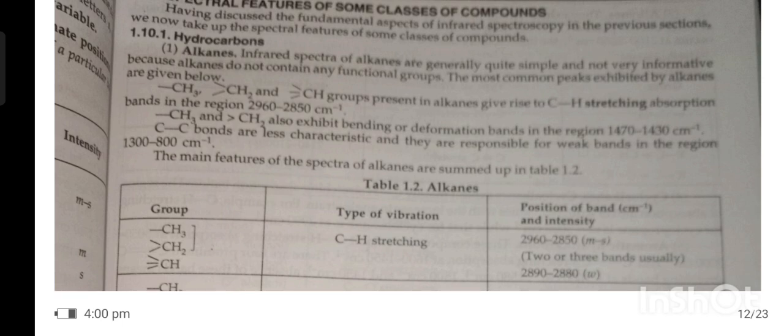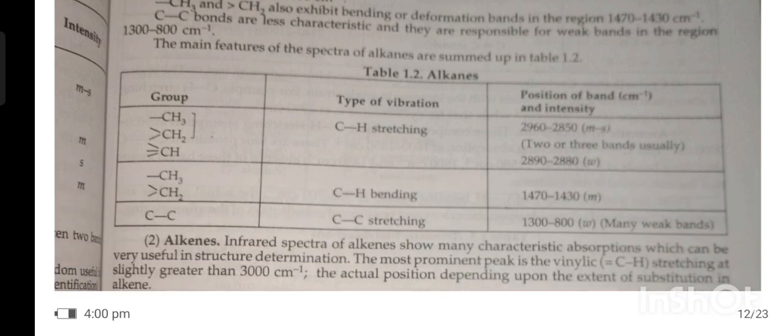CH3, CH2 and CH groups present in alkanes give rise to CH stretching absorption. CH3 and CH2 also exhibit bending or deformation bands in the region 1470 to 1430 cm⁻¹. Carbon single bond carbon vibrations are less characteristic and they are responsible for weak bands in the region 1300 to 800 cm⁻¹. The main features of spectra of alkanes are summarized in table 1.2.